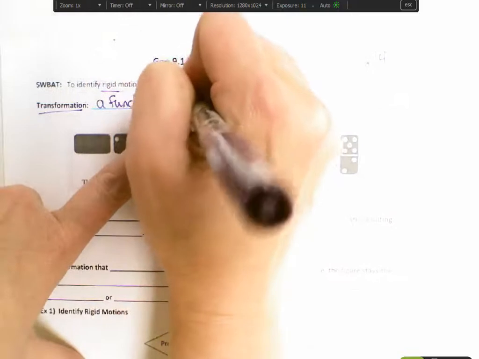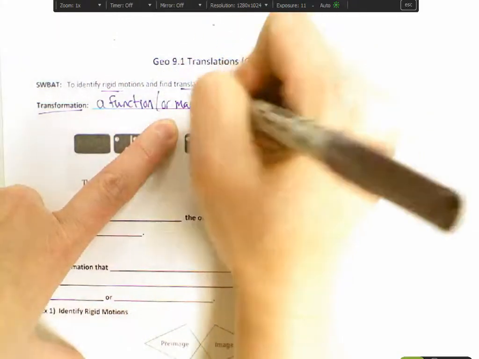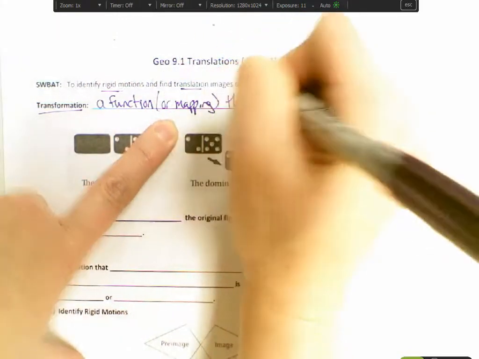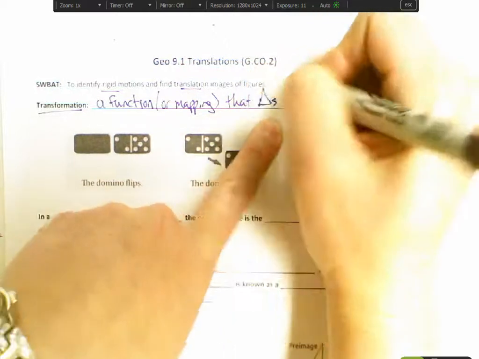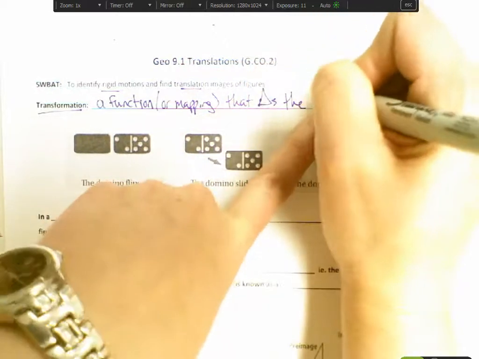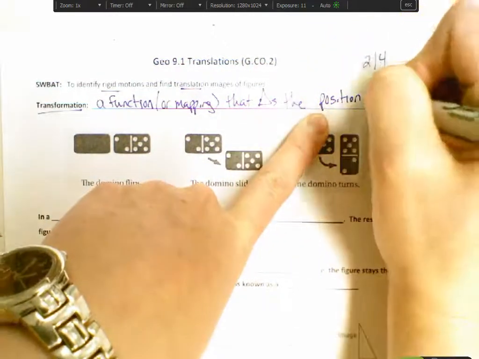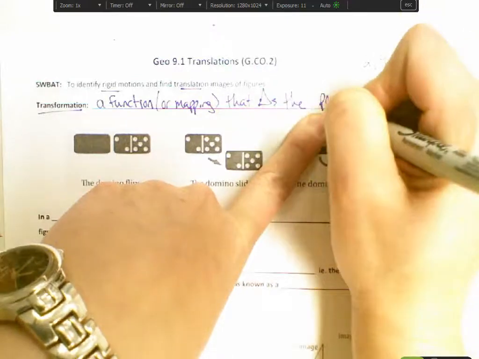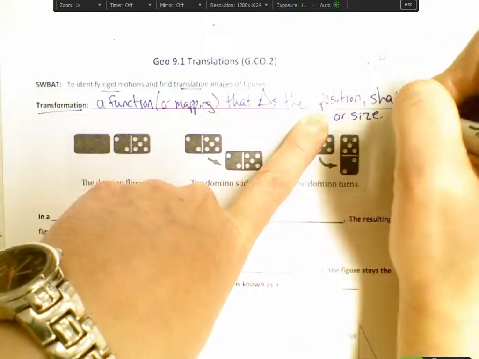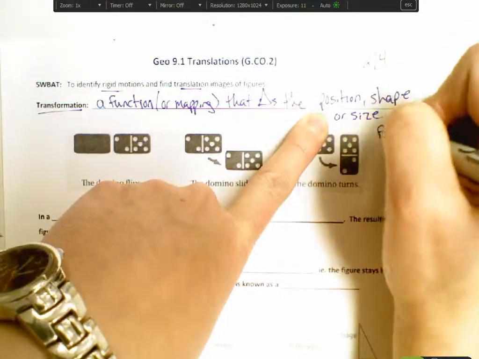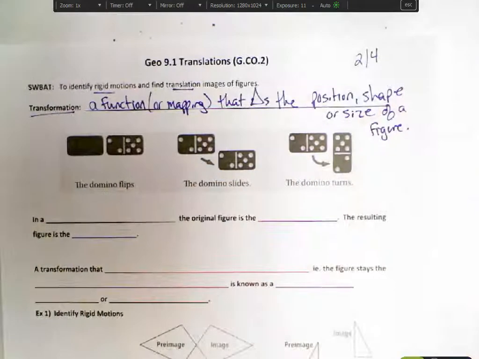or mapping that changes the position, shape, or size of a figure. So we're going to do something. We're either going to move it, we're going to stretch it, we're going to make it bigger, we're going to make it smaller, we're going to leave it the same and just rotate it around. So it's a transformation, it's just a change in the original figure.